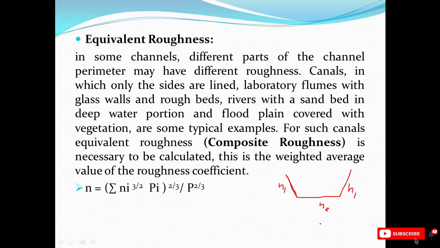How can we find just one value for the Manning roughness coefficient? By the following equation: n equivalent is equal to the summation of n_i to the power 3/2, times p_i, the weighted parameter of the sides and bed. For example, for the bed, the parameter is equal to the bed width.